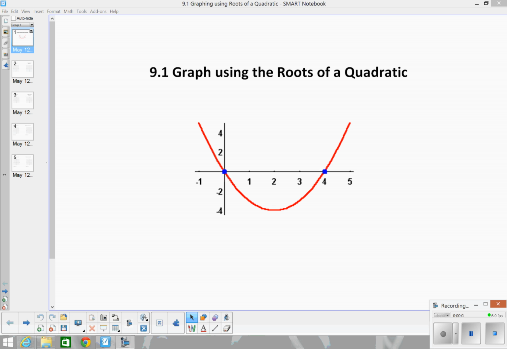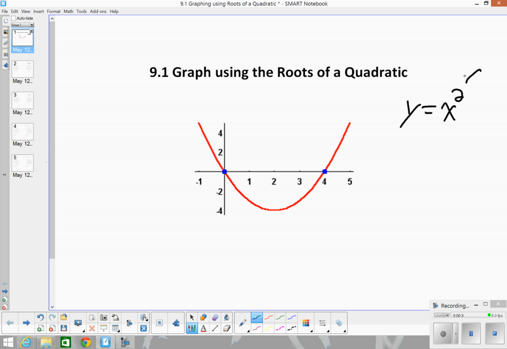Okay, welcome back. Today we're going to be jumping into chapter 9 dealing with quadratics. Now, as an introduction to this chapter, I had you graph a simple quadratic, the parent function, which is y equals x squared.